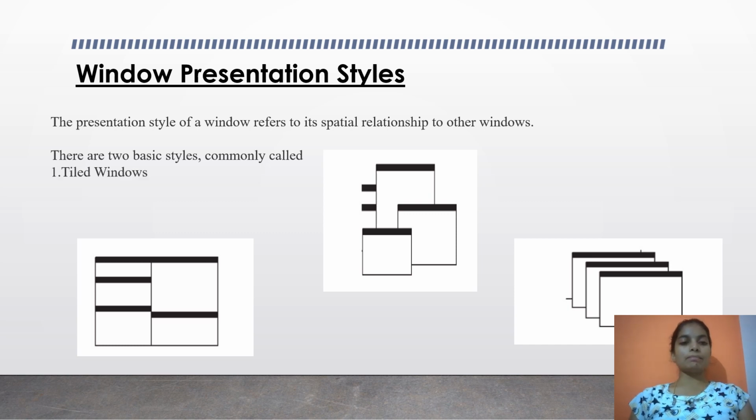Basically there are three styles: tiled window, overlapping window, and cascading window, that is the third one. A tiled window is represented using tiles, and in an overlapping window, one window overlaps the other windows, and in cascading, behind one window there will be another window, as shown in the figure.